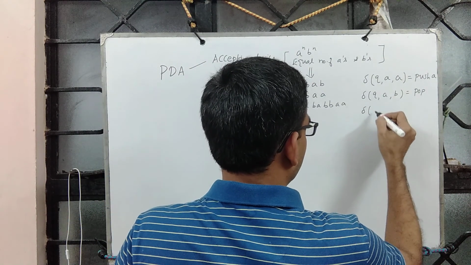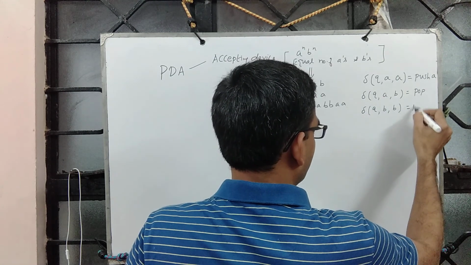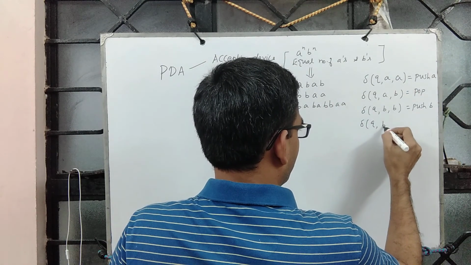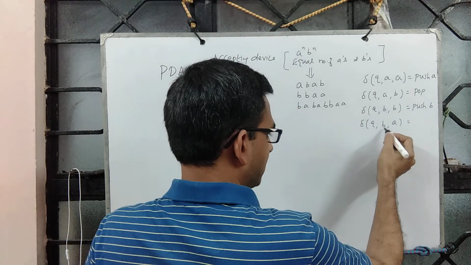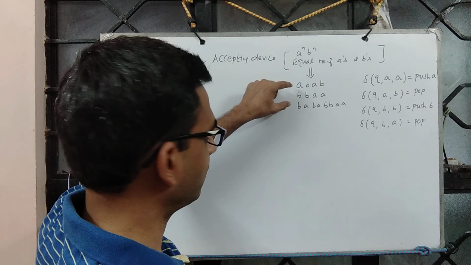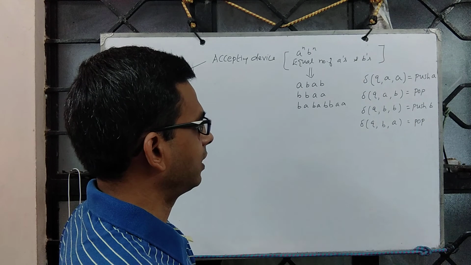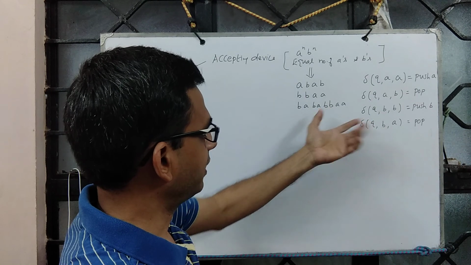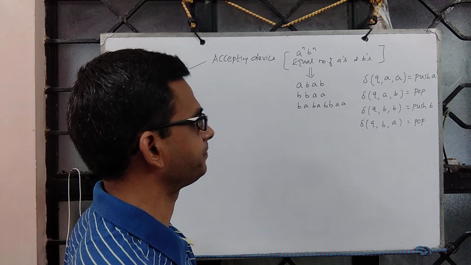Very similar to this, you are in a state, you are reading b, top of the stack is also b, then you push b. You are reading b, top of the stack is a, which means you have already encountered a and you are seeing b now, you perform pop. I'm slightly fine tuning what has been discussed, so that it works for all cases. And this shows that one can recognize equal number of a's and b's using pushdown automata.